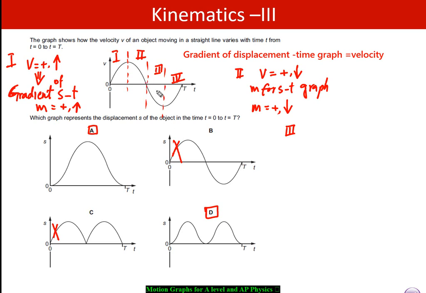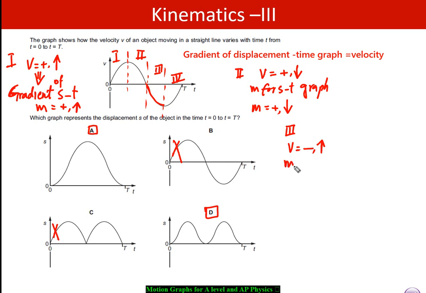So what is happening here in the third part, you can see here. Now is the velocity positive or negative? First thing you need to understand, velocity is negative because it is below zero. Is the velocity increasing or decreasing? You need to understand the velocity is increasing, it's getting more and more negative. So we will say the velocity is increasing.